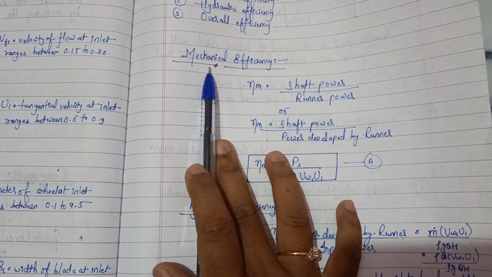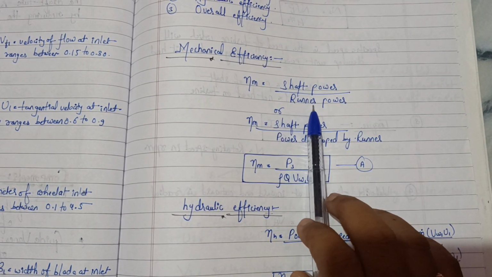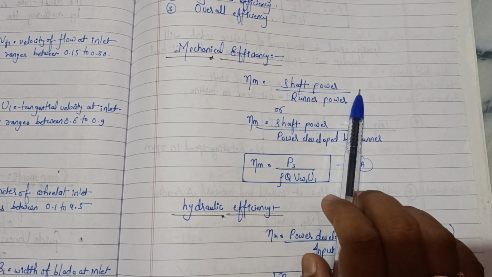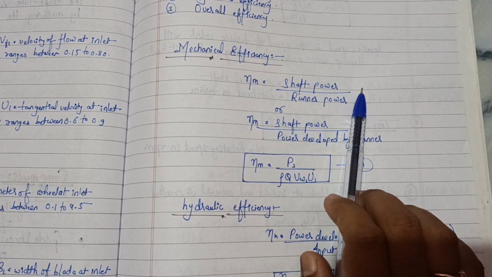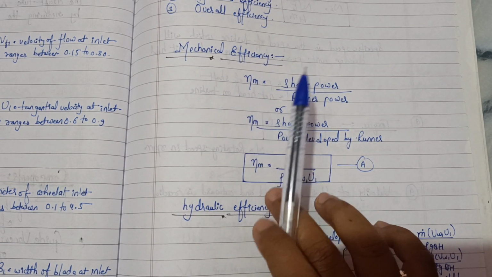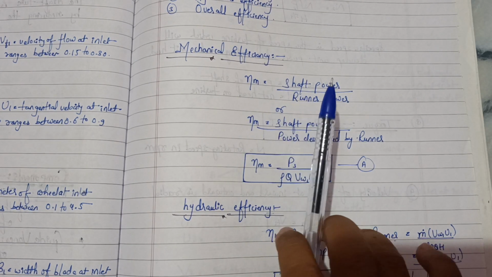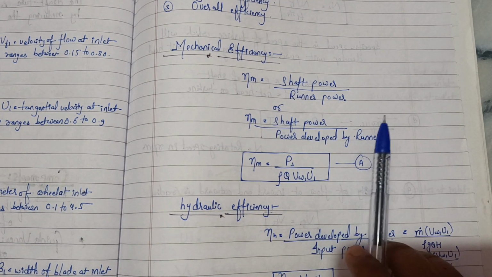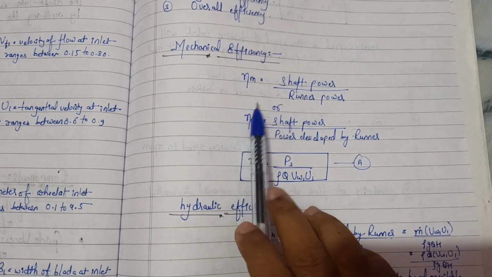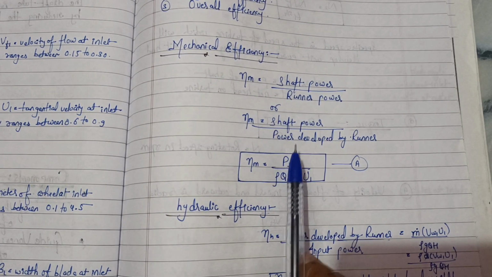So first is mechanical efficiency. Mechanical efficiency is the ratio of shaft power to runner power. You can watch the first lecture of hydraulic efficiency, where I have already explained how to simplify the efficiencies. If you don't remember all these formulas, you can watch lecture 1. So mechanical efficiency is simply a ratio of shaft power to runner power.